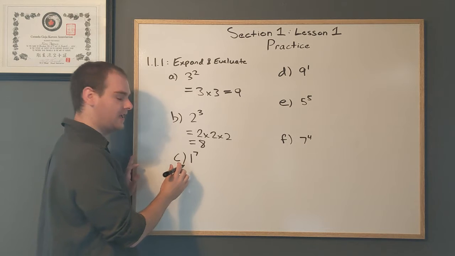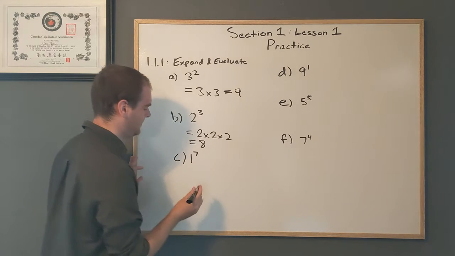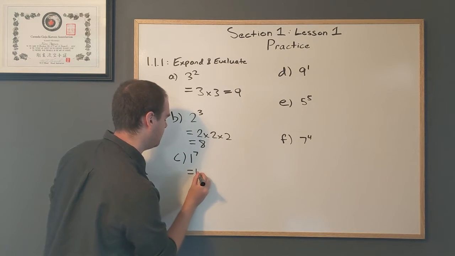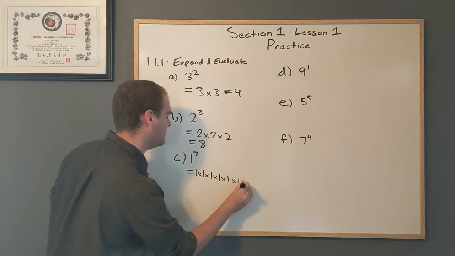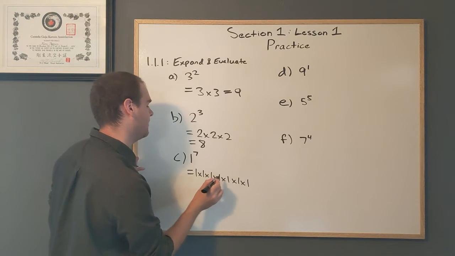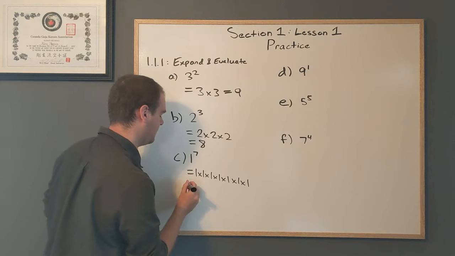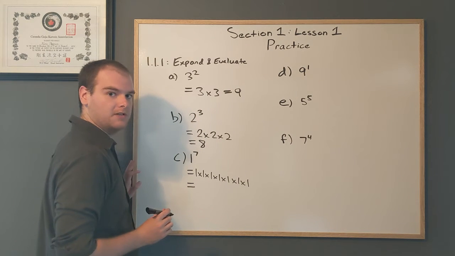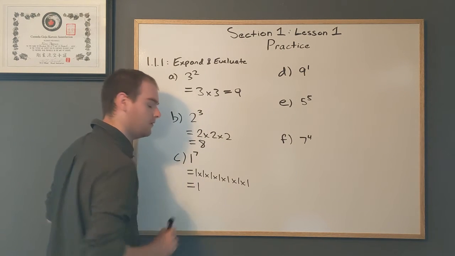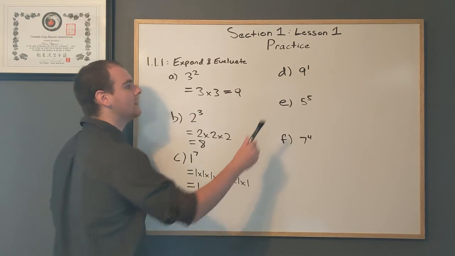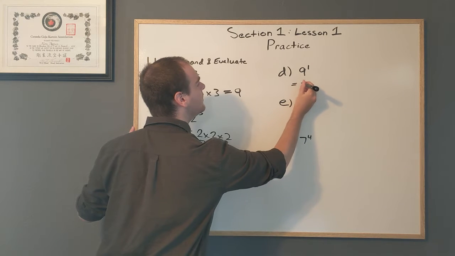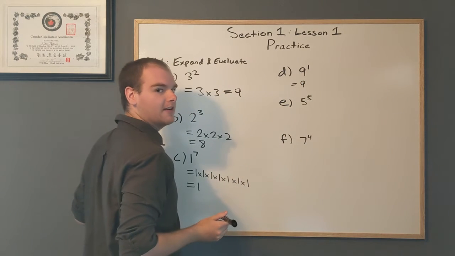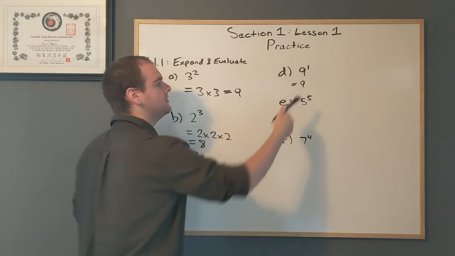In this next one, we have 1 to the power of 7, which is just 1 times 1 times 1 times 1 times 1 times 1 times 1. So there are 7 ones, but 1 times 1 times 1 times 1 is always just 1. Next, we have 9 to the power of 1, which is just 9. You don't have to multiply by anything because we only need 1 9.